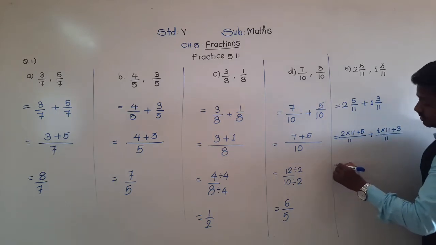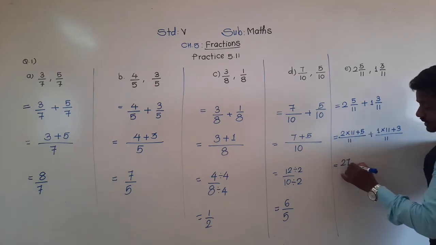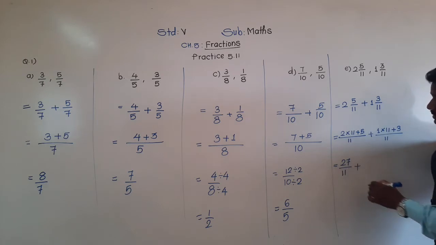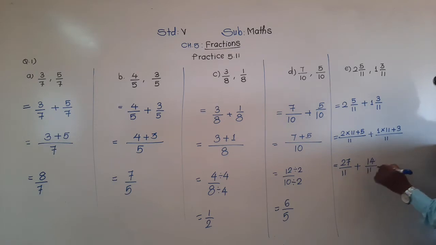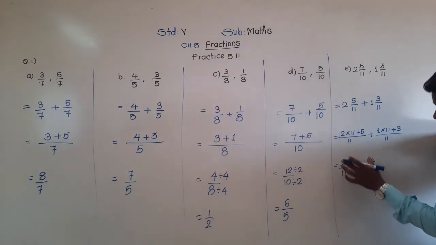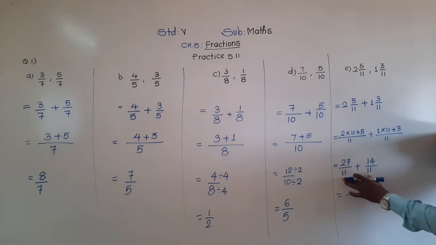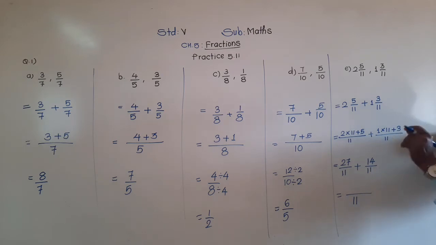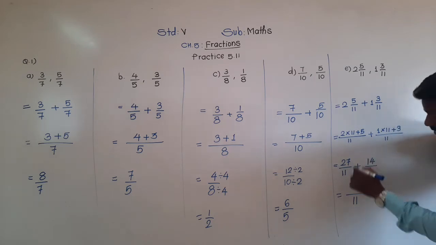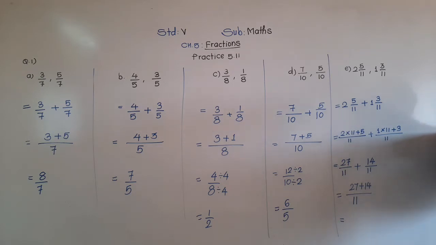Next. 11 twos are 22, 22 plus 5, 27 upon 11. Plus 11 ones are 11, plus 3, 14 upon 11. So now we have these improper fractions. Let's add. Denominators are same, 11, 11, take it common. Don't add denominators. In fractions, we add only numerators. And when can we add only numerators? When the denominators are same. So 27 plus 14. What is 27 plus 14? 41.